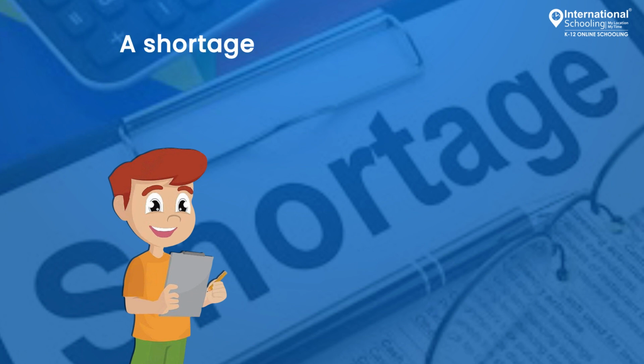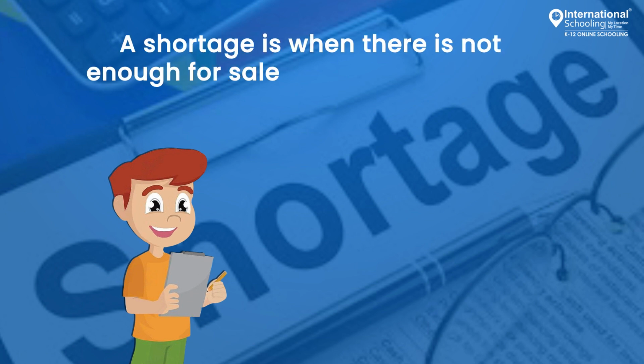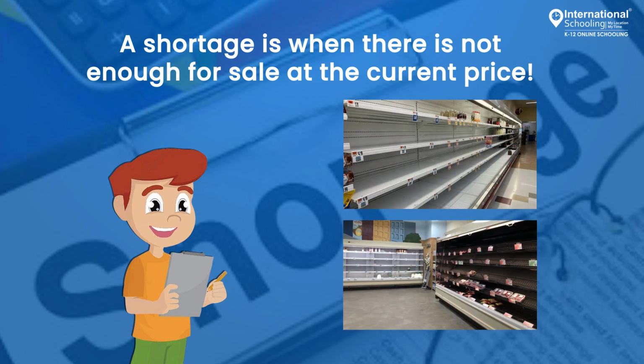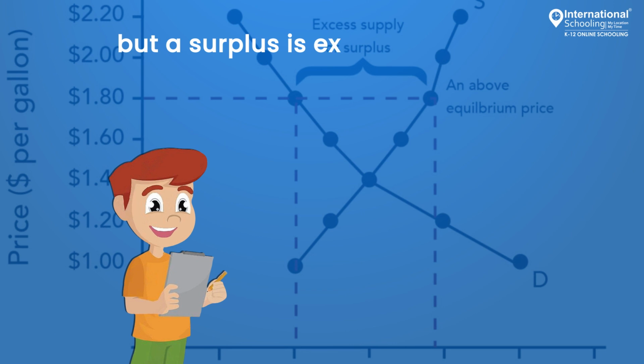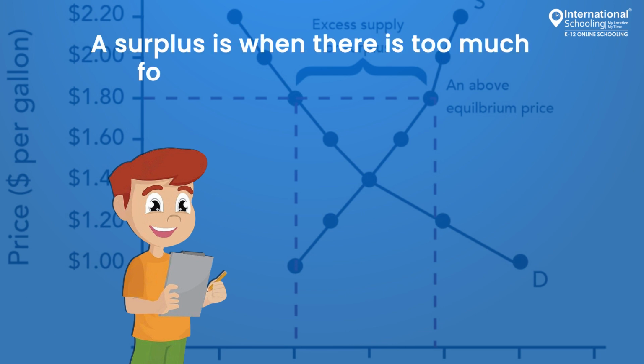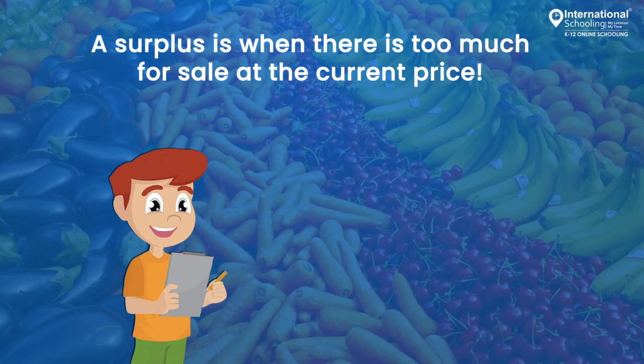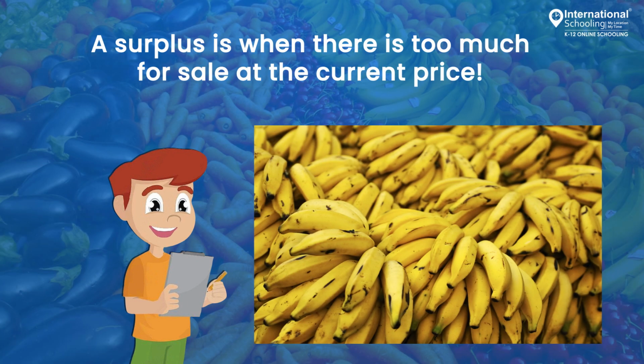You see, a shortage is when there is not enough for sale at the current price, like these empty shelves. But a surplus is the exact opposite. A surplus is when there is too much for sale at the current price. Our example is the bananas. These bananas are all ripe and they're ready to turn. They need to get sold, and sold quickly, to different families and people that want to eat the bananas. But a surplus is when you have too much for sale. There are too many bananas.